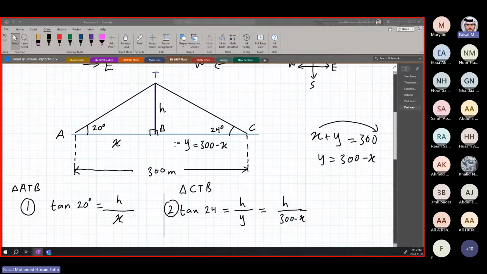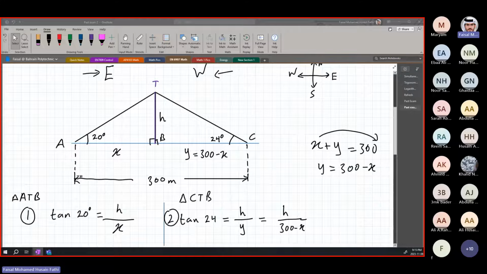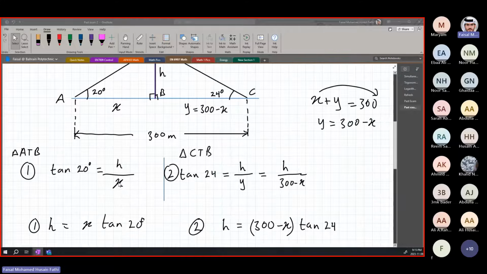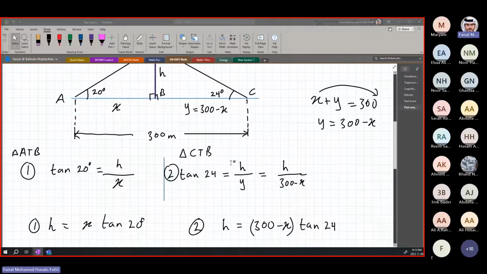Now we're going to look at each triangle separately and see the variables we have. We have H and X: this is opposite to angle 20 and this is adjacent to angle 20, so tan 20 is opposite over adjacent, which is height over X. Same thing with CTB, the right side triangle: opposite of 24 is H, adjacent of 24 is Y, so tan 24 is H over Y, and we know that Y is simply 300 minus X.